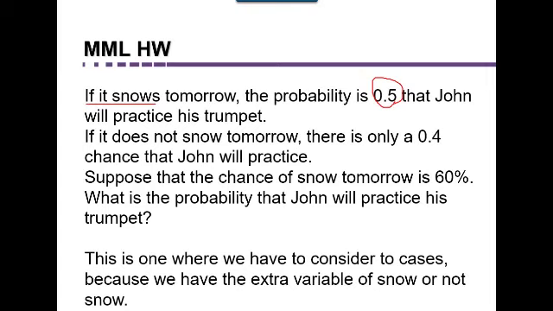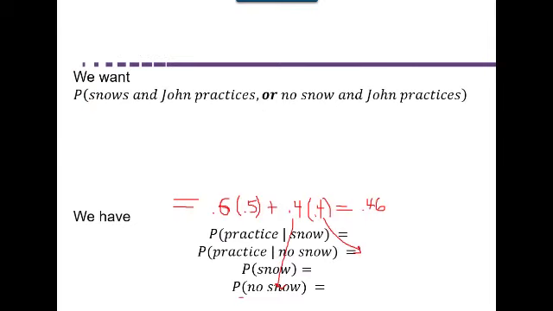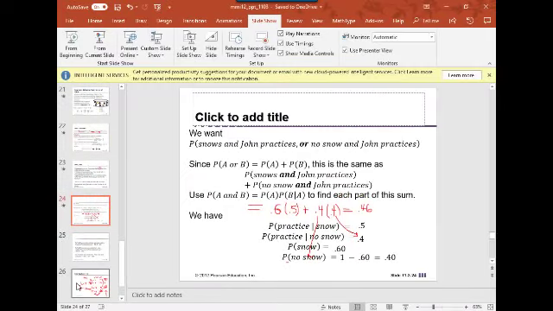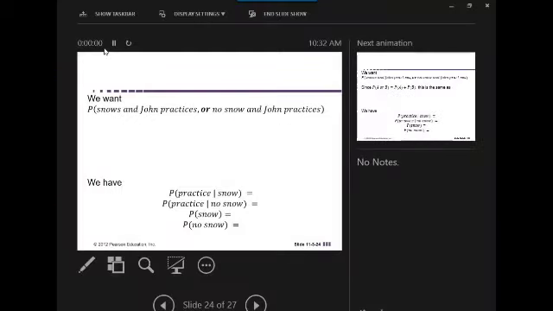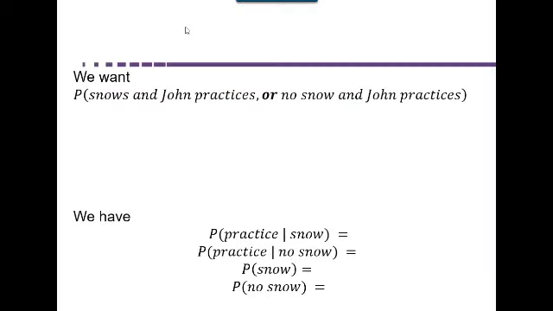So what's interesting about this problem is we have to consider different cases because we have the extra variable of snow or not snow, right? So the probability will depend on whether there's snow or not, but we know the probability of snow as well. So when you see the word or there, remember or means add, probability of this or that. Another way of saying that is we have two cases and we have to add the probabilities of the two cases.